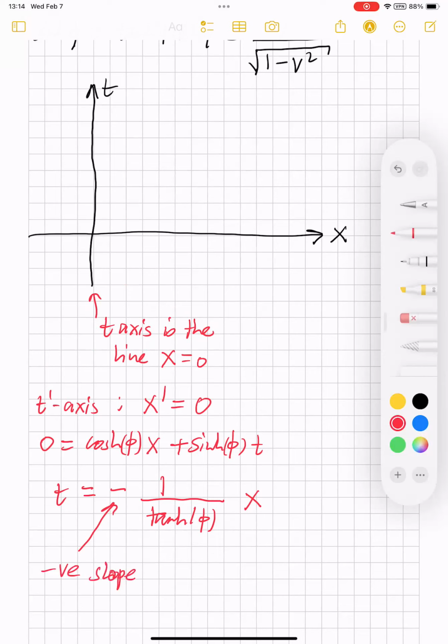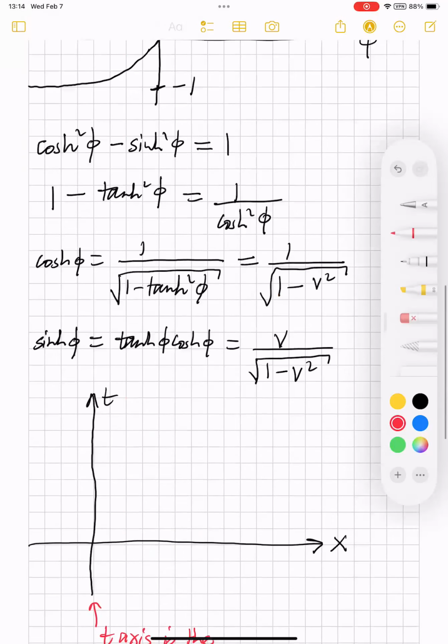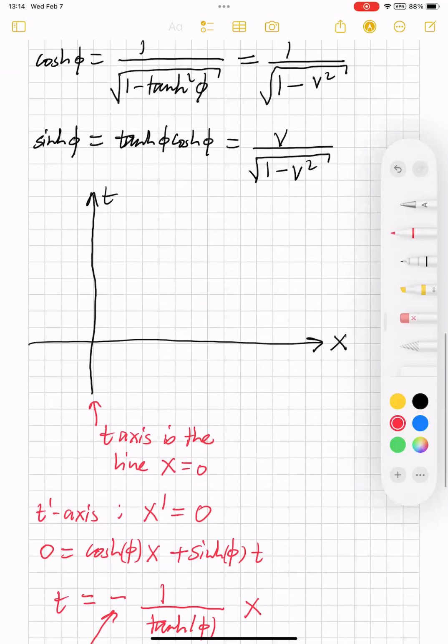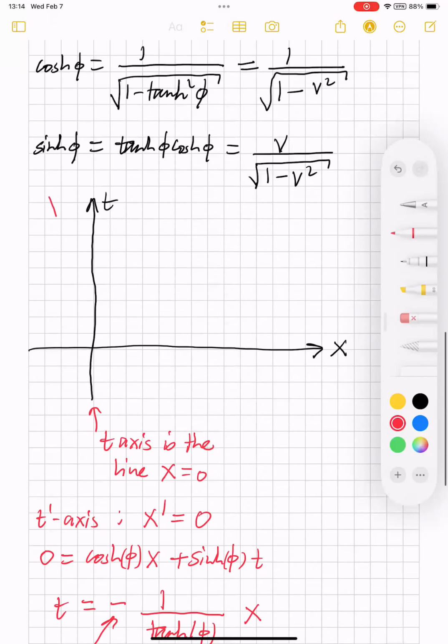And what else do we know about the slope? Well, tanh is always less than 1. So 1 over tanh will be greater than 1. So it's a negative slope of magnitude which is greater than 1. So a very steep line. So if we draw the t prime axis, this is what the t prime axis will look like. There is t prime. Okay?